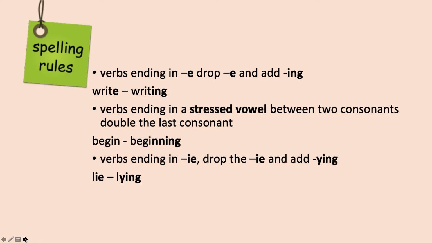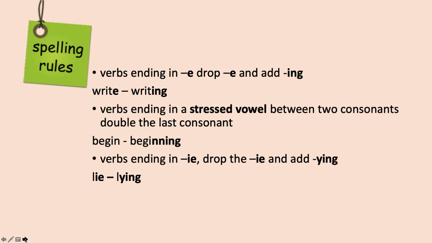Let's look at the spelling rules. These are pretty much the same spelling rules that we used to form the present continuous because again we have the ing ending of the verb. So for verbs ending in E, we drop E and add ing, right? Writing, we drop the final E and we add ing.